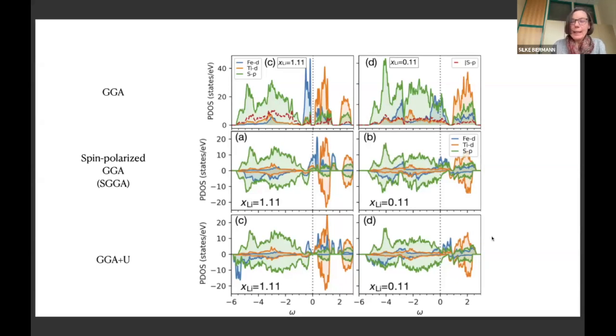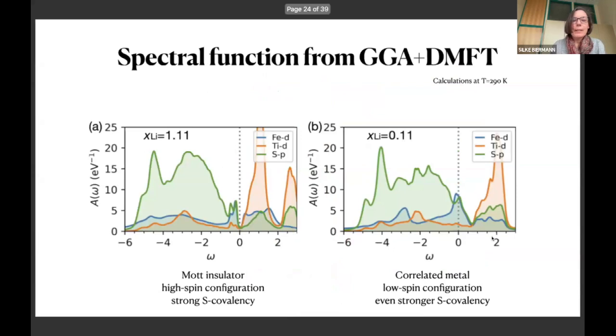Overall, of course, we know that GGA plus U in this case will probably underestimate fluctuations, so we want to go beyond and see what DMFT is actually giving us. This is GGA plus DMFT, again for the lithiated and the delithiated compounds. And now you see that, interestingly, we reopen the gap here in the lithiated compound, and we find a Mott insulator with a high spin configuration.